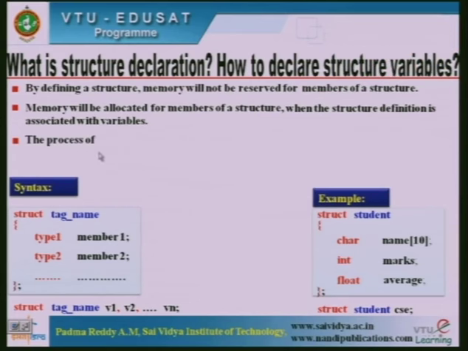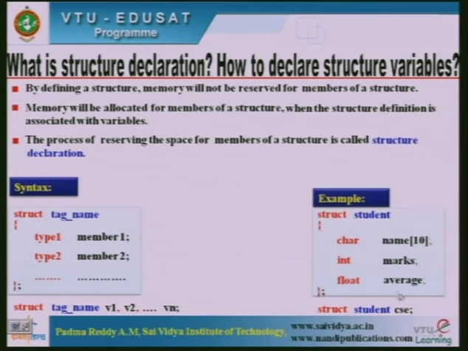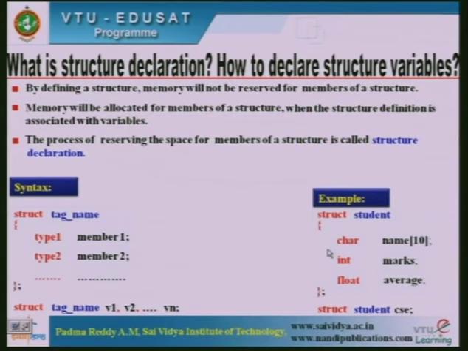Point number 3 is the process of reserving the space for the members of a structure is called structure declaration. So, this is the structure declaration, and this portion is a structure definition. I repeat, this is a structure definition and this is a structure declaration. Now, what about this? This portion which I am highlighting is called structure definition, and this portion here we call it what? Structure declaration.